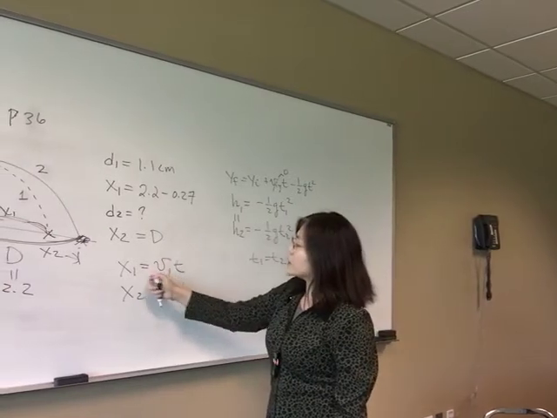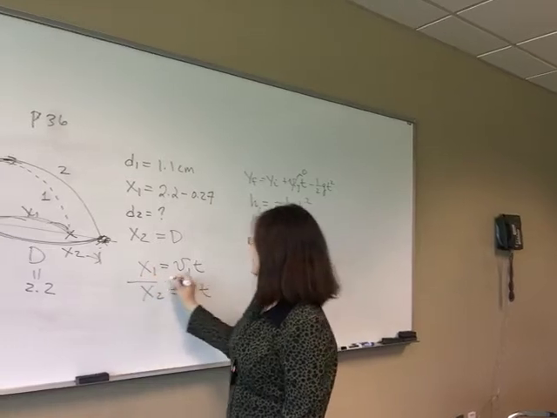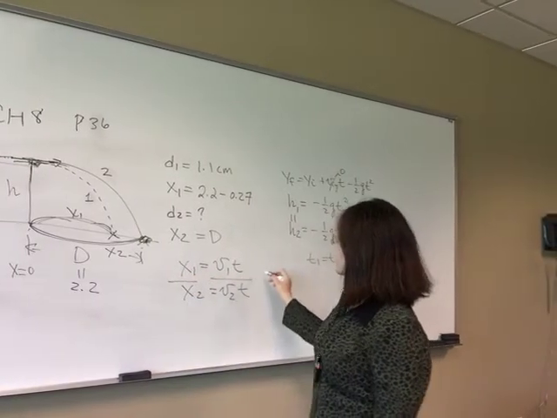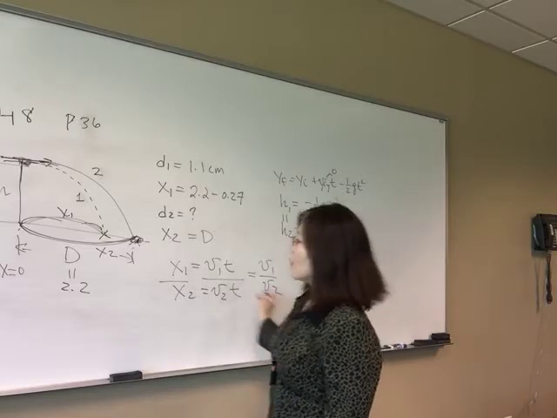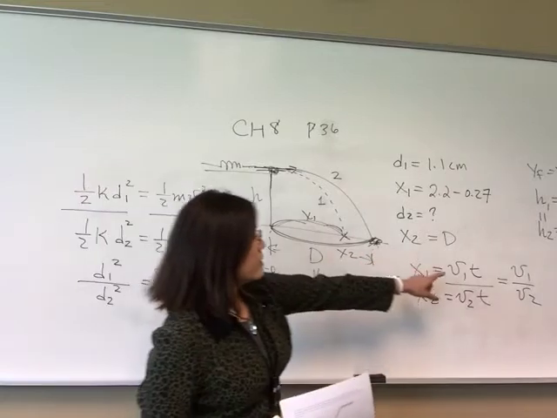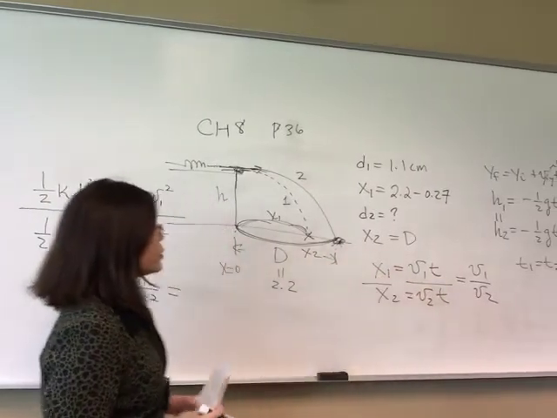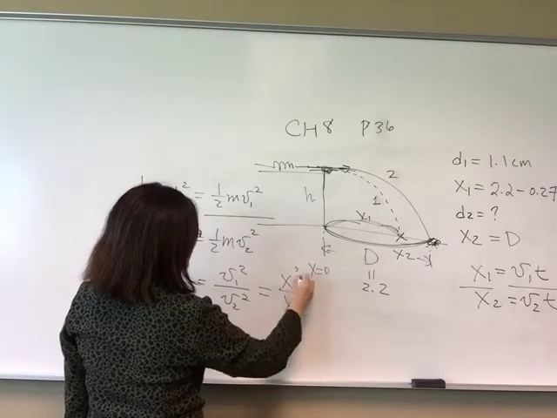So you have x1 equal to v1 t, and x2 equal to v2 t. You take the ratio, and your t gets canceled, which means the ratio of v1 to v2 is equal to the ratio of x1 over x2. We go back here, and you can just use that, and you have the square.